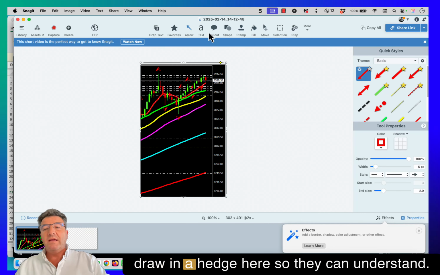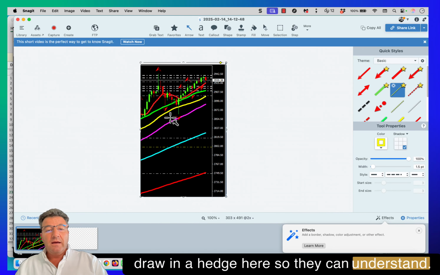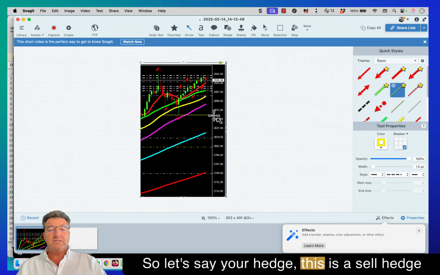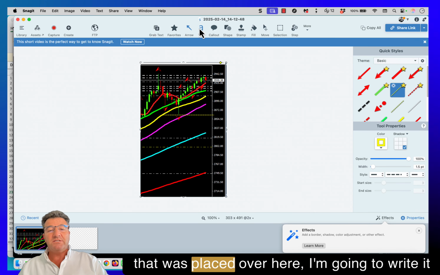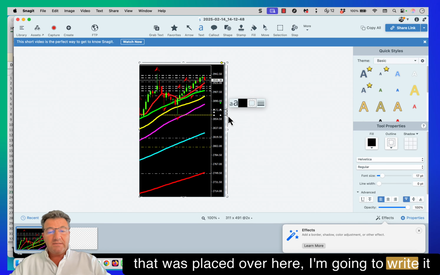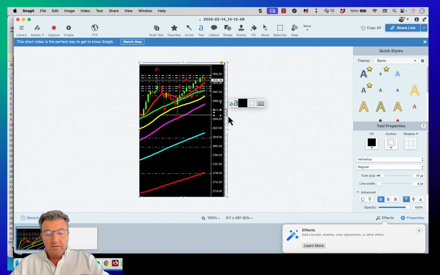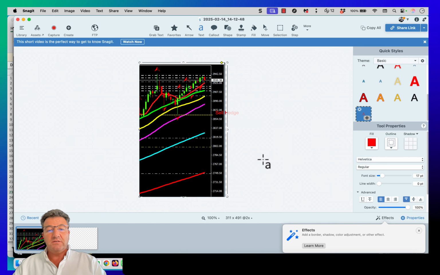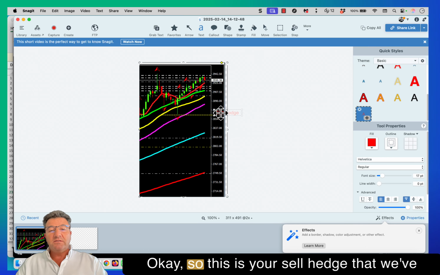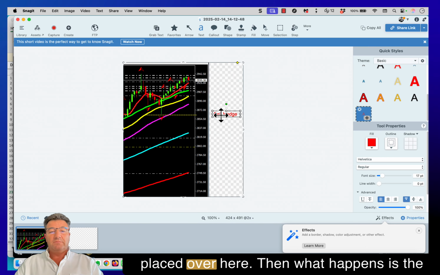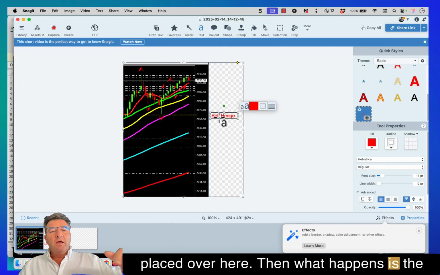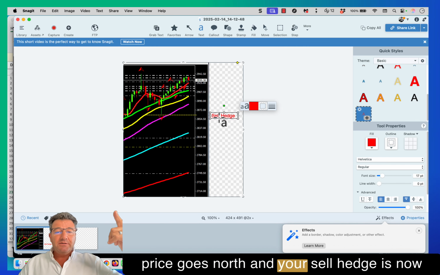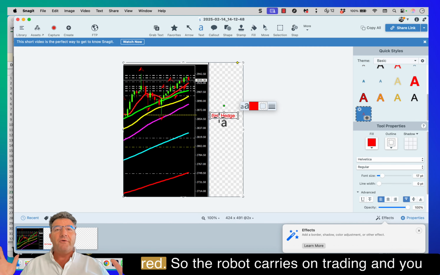So I'm going to draw in a hedge here so that you guys can understand. So let's say this is a sell hedge that was placed over here. I'm just going to write it in here. Sell. And we're going to put it in red so that you guys can see exactly what's going on. Okay, so this is your sell hedge that we placed over here. Then what happens is the price goes north and your sell hedge is now red.